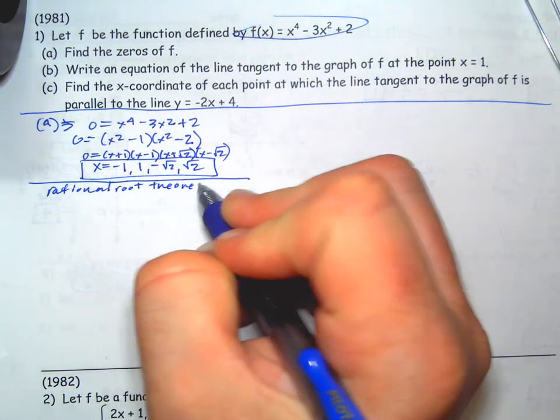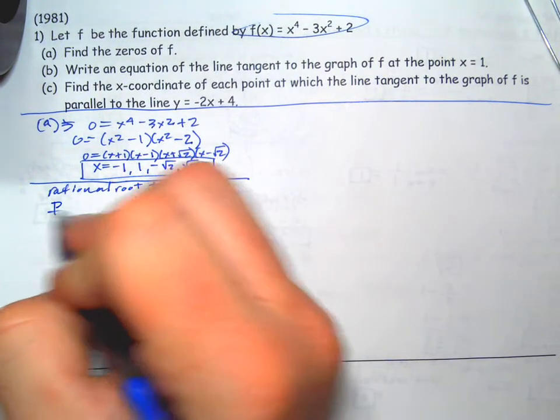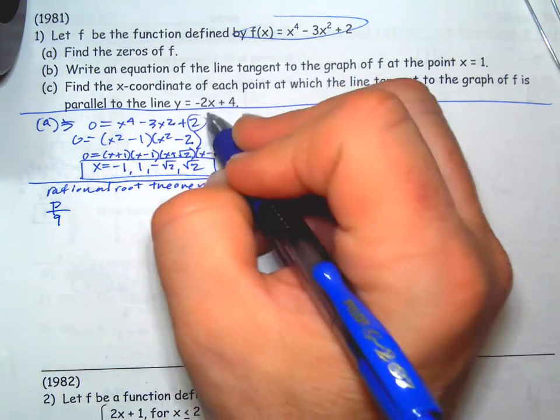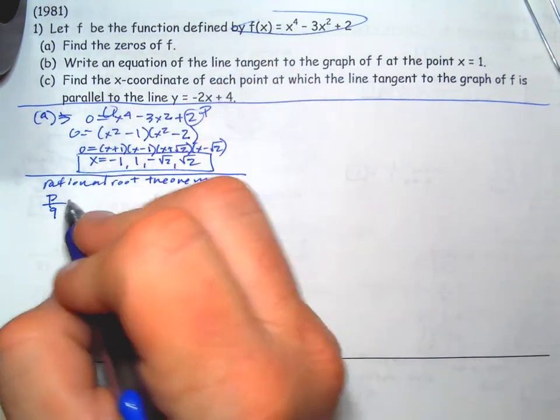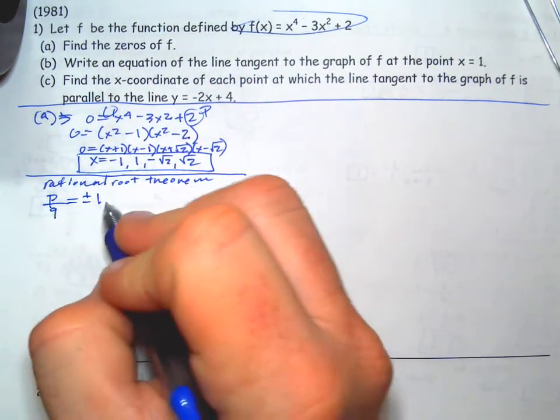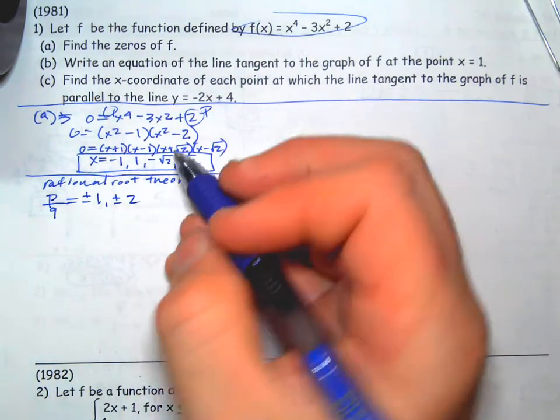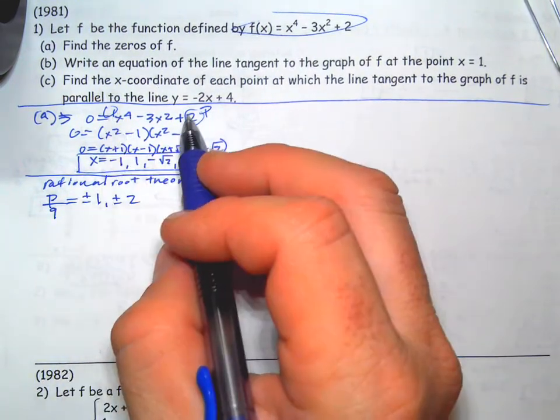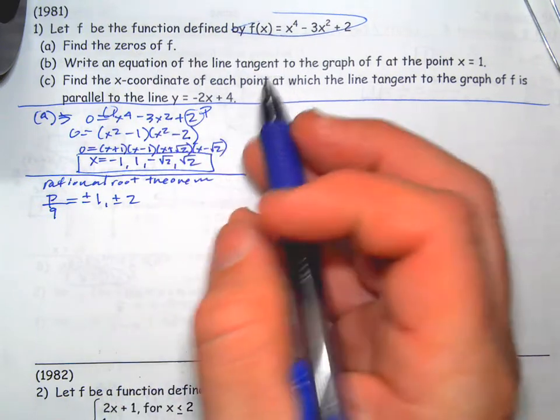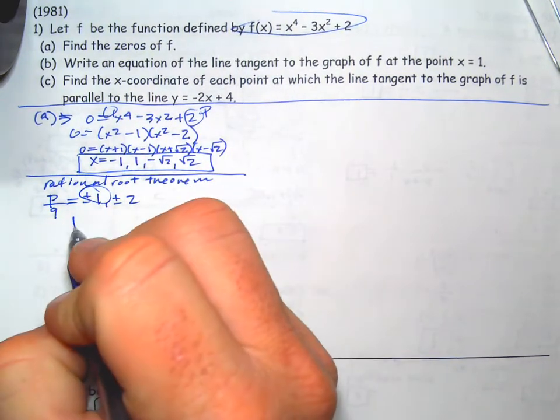Which more often probably might be the thing you do. So you do your p over q's, and this is your p, and this is your q's, and it's plus or minus 1, plus or minus 2. It's a pretty short list. Try these in here until we get a 0. So if you plug 1 in, hey, 1 positive 1 is 0.